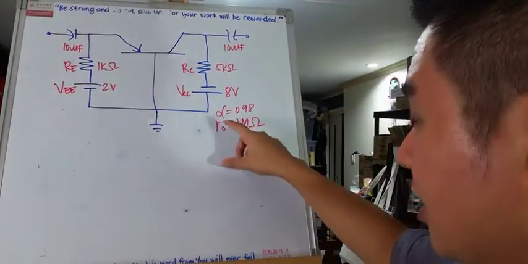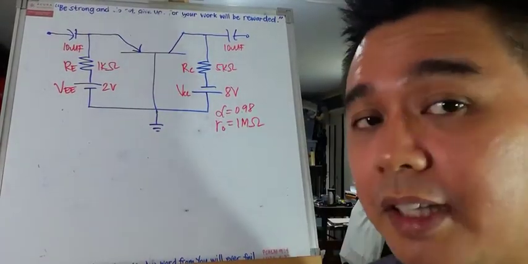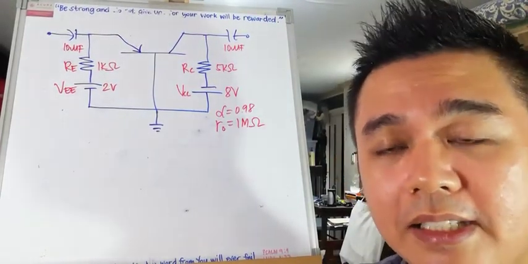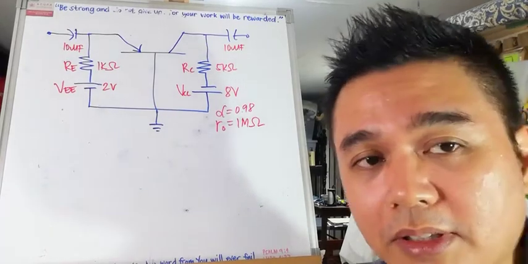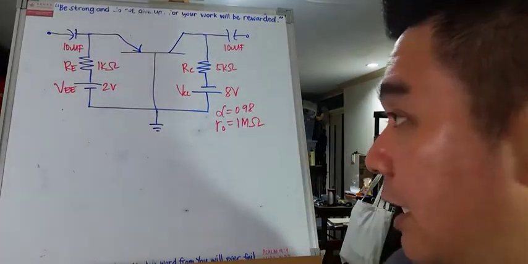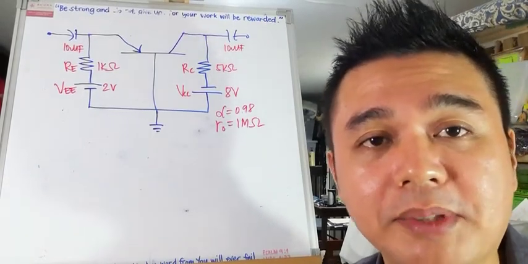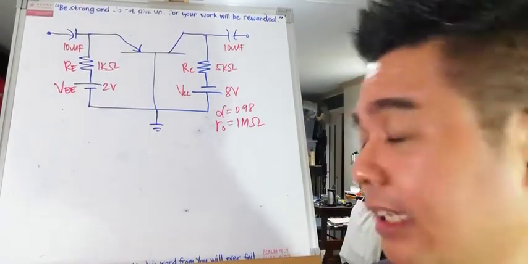Alright. These are the parameters. We have alpha of 0.98. Ito yung sinasabi ko sa inyo, no? Ang actual value talaga ng alpha is less than 1. But this can be approximated sa 1, kasi almost equal naman ang I sub C tsaka ang I sub E natin.